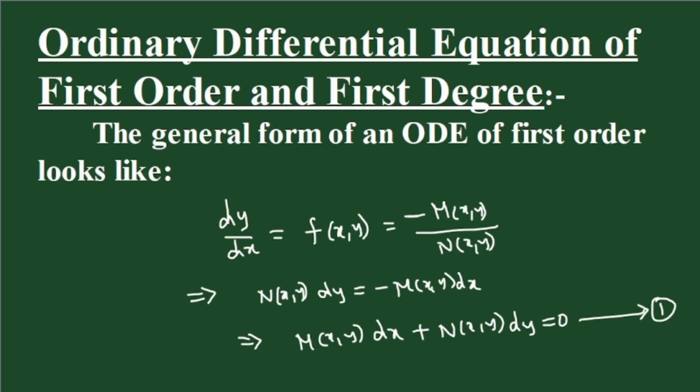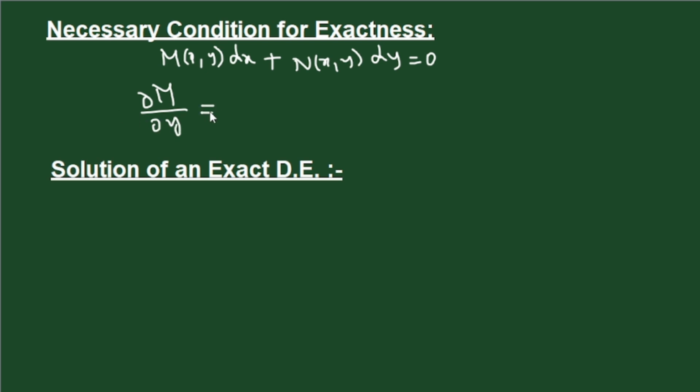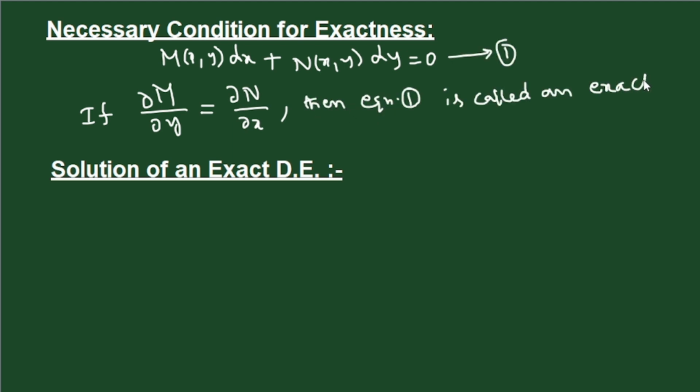Now, the necessary condition for exactness. When do you call this equation 1 an exact differential equation? It is when dou m by dou y equals dou n by dou x. So if dou m by dou y equals dou n by dou x, then equation 1 is an exact differential equation. Otherwise we call it a non-exact differential equation.